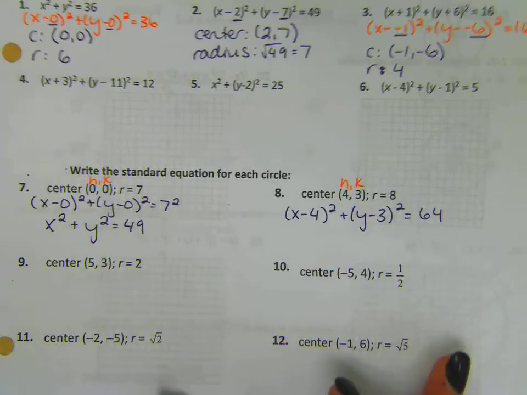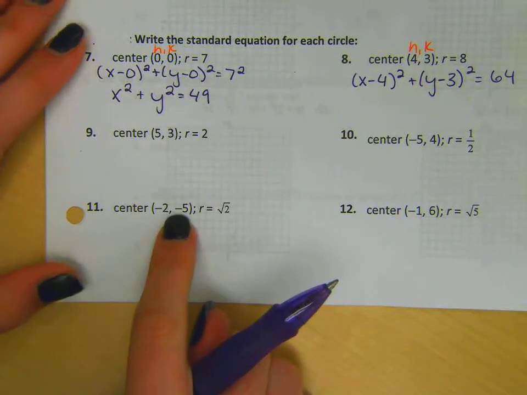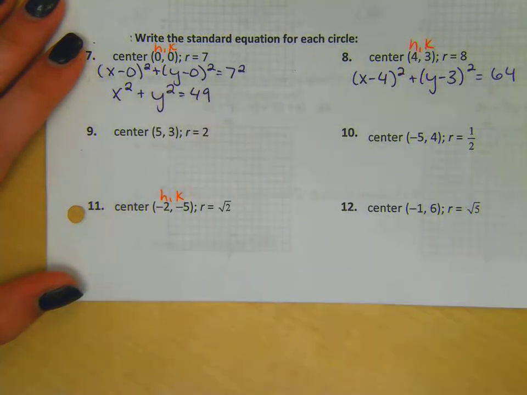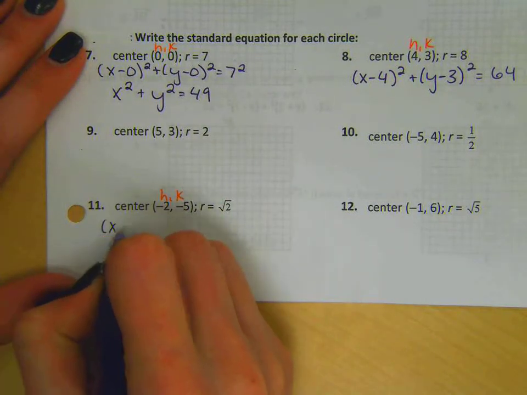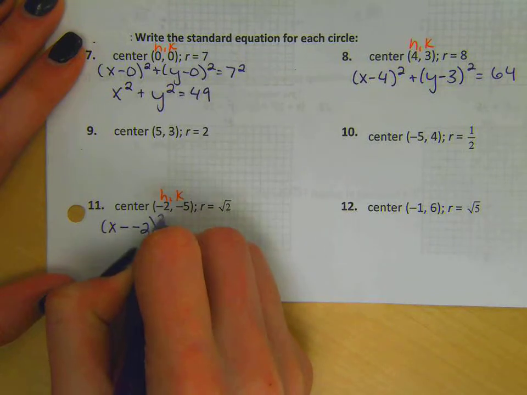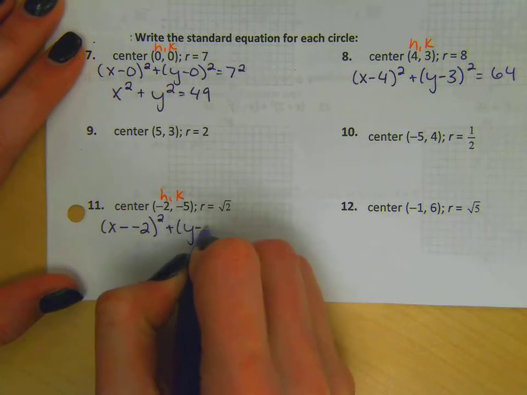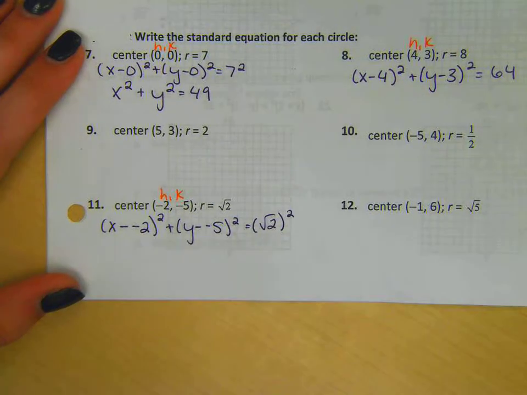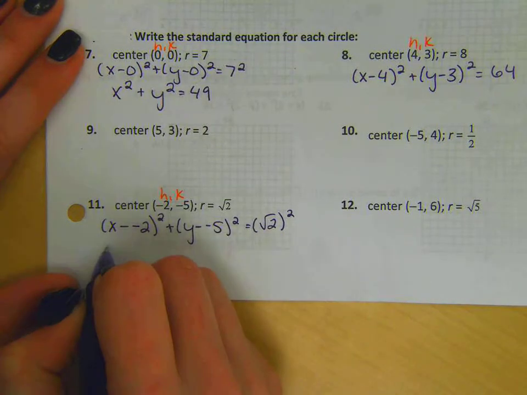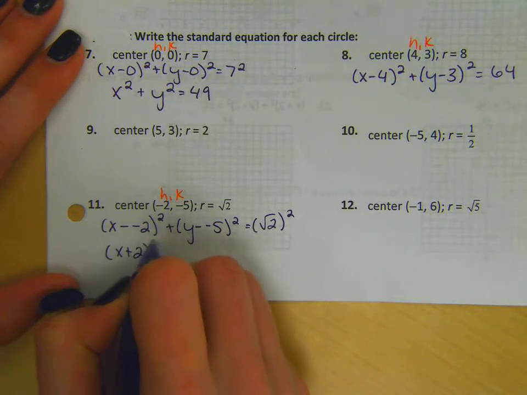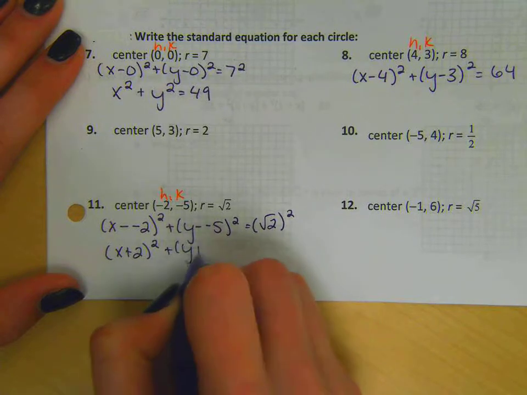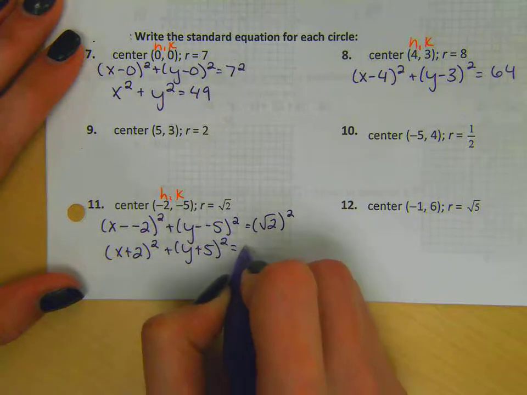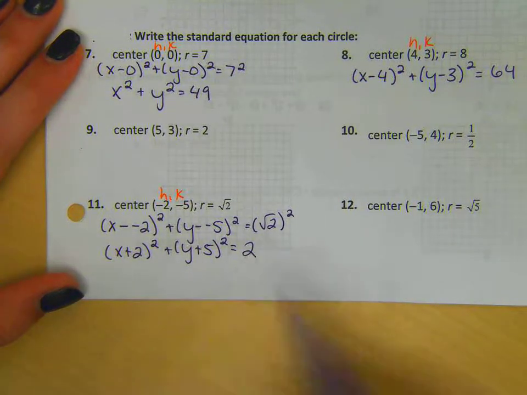Let's look at number 11. Number 11 has negative values for the center. So as we plug these in, h and k, we're going to have x minus negative 2 squared plus y minus negative 5 squared equals the square root of 2 squared. To write this more simply, x minus negative 2 is the same as x plus 2. Y minus negative 5 is the same as y plus 5. The square root of 2 squared, the square root and the squared cancel each other out, and we're just left with 2.